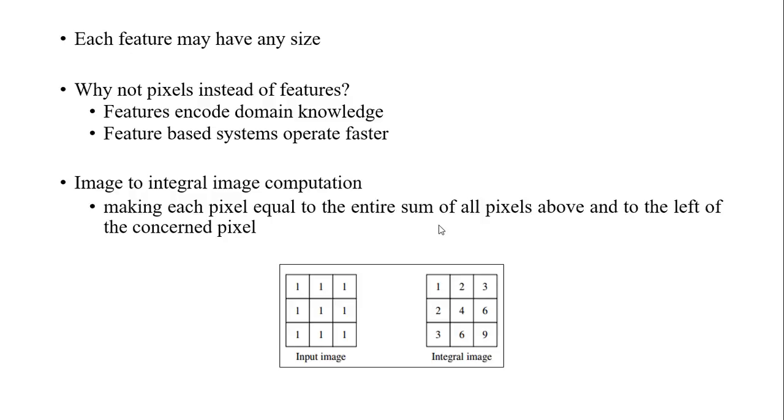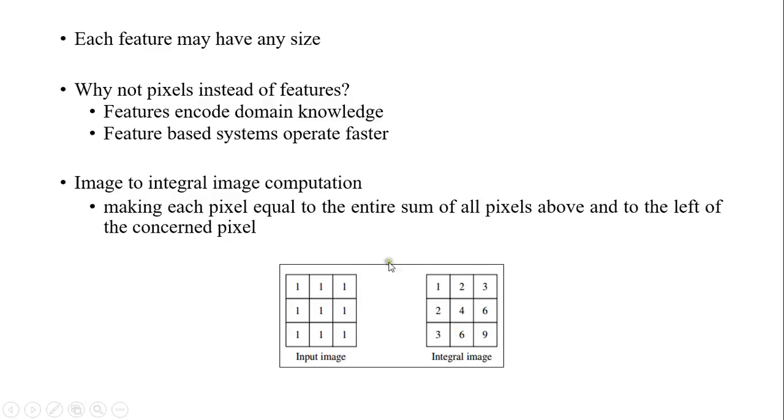Now the next step is the image to integral image computation. That is, given an image, we have to convert that image into something called the integral image. Now that is a very simple process. At the bottom of the screen, there is a 3 cross 3 matrix that says input image, and there's another 3 cross 3 image that states that it is an integral image. Now in order to calculate the integral image, we need to make each pixel equal to the entire sum of all the pixels above and to the left of the concerned pixel.